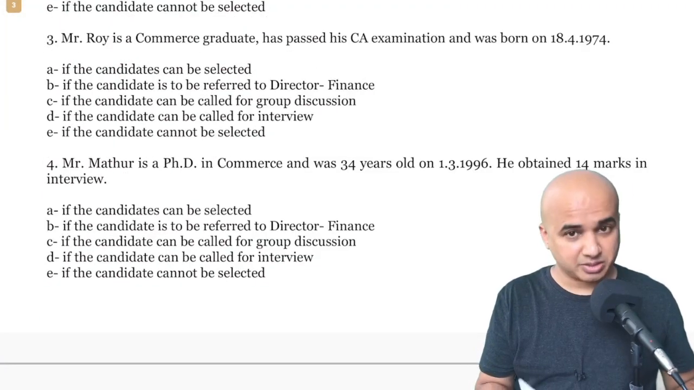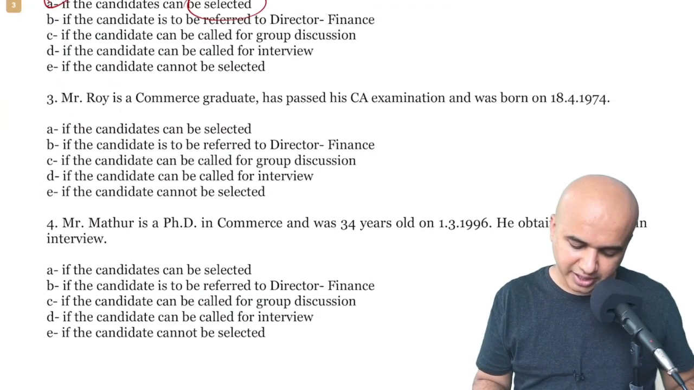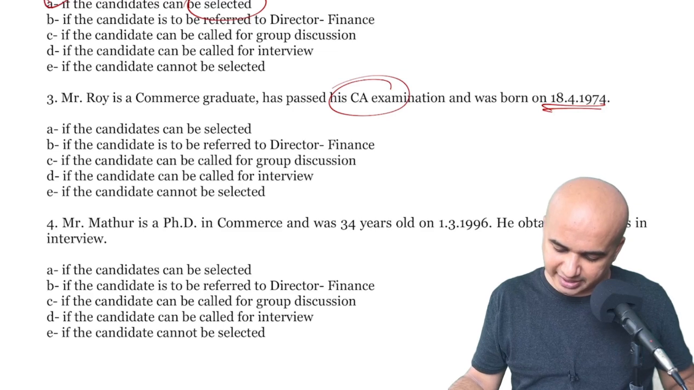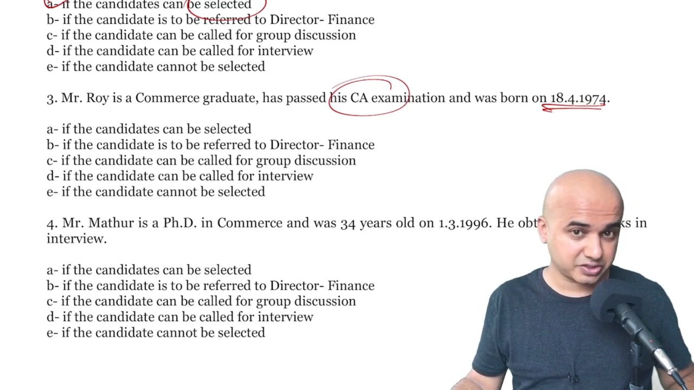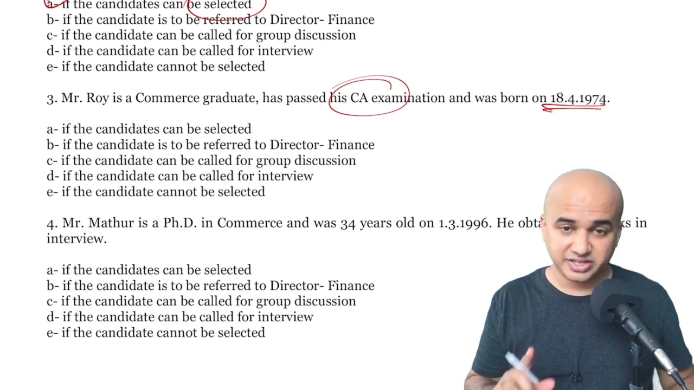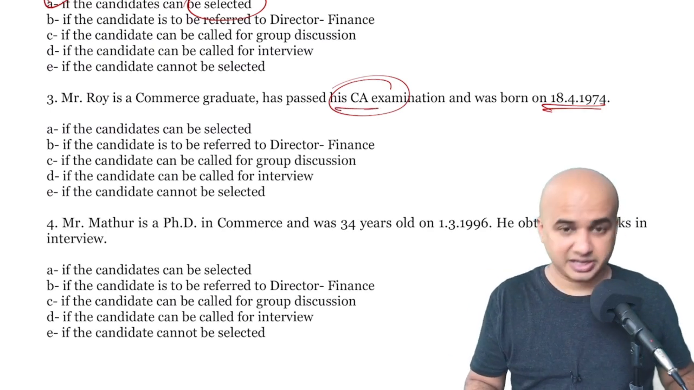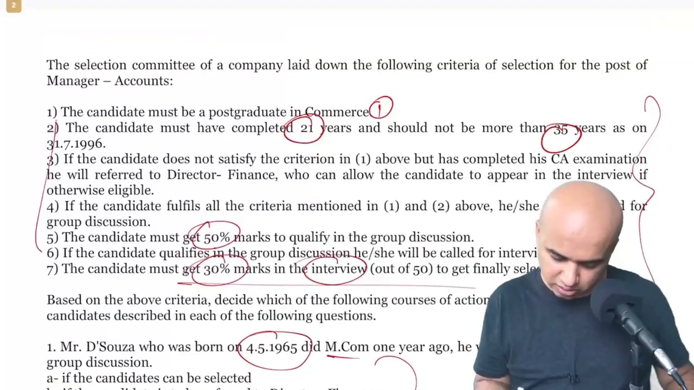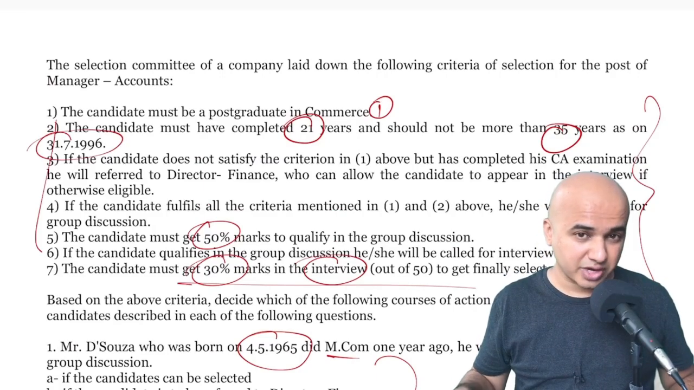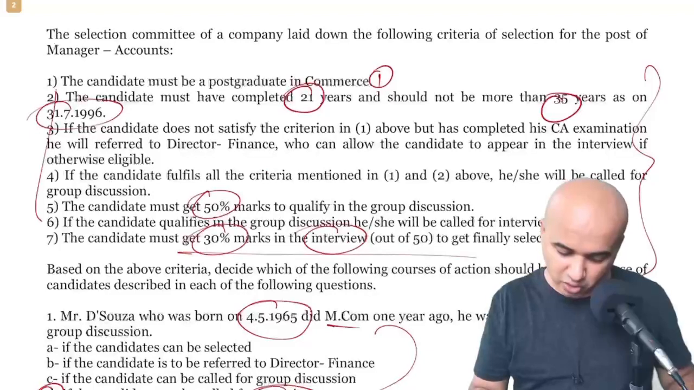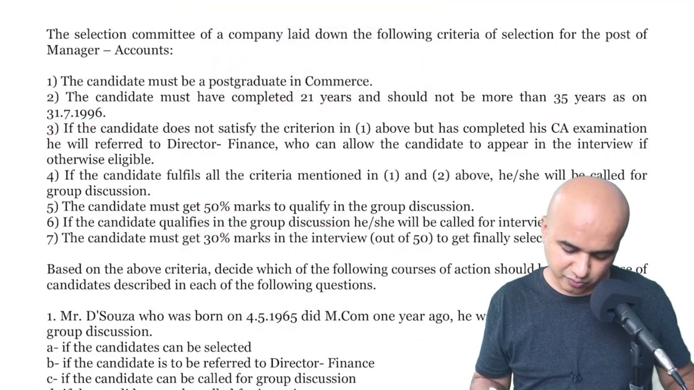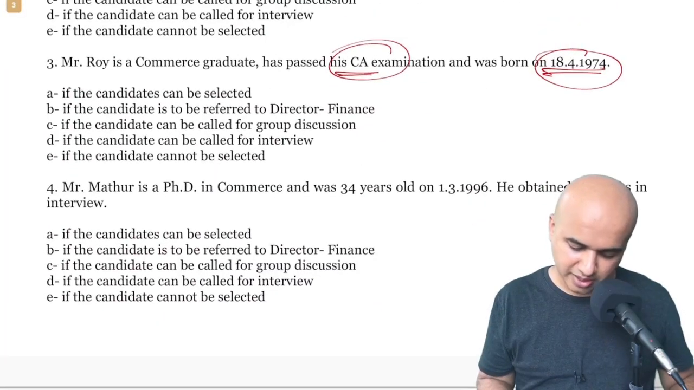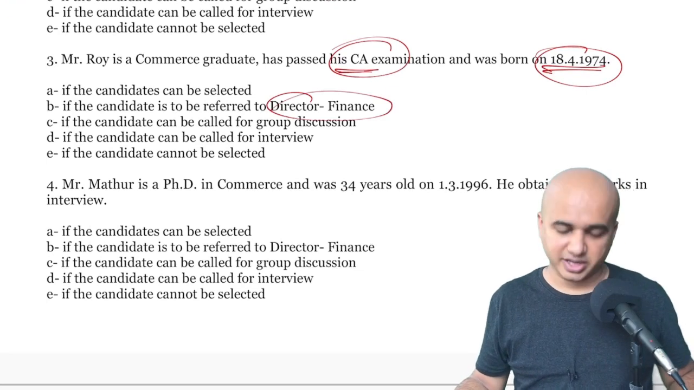Next, question number 3. Mr. Roy is a commerce graduate and has passed the CA examination and was born on 18/4/1974. So in this case, he is not a commerce postgraduate student, by the way, remember. In this case, the first rule says he should be a PG in commerce. But he has cleared his CA. And he was born on 18/4/1974, and as on 31/7/1996, he would have crossed 21 years of age. So what we can do is, since he is not a postgraduate in commerce, we can refer him to Director Finance. So the answer in this case should be, he should be referred to the Director Finance.